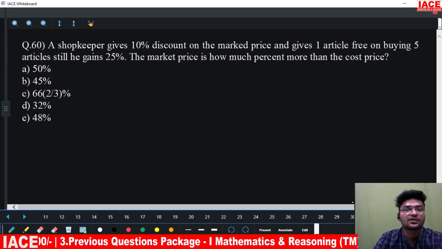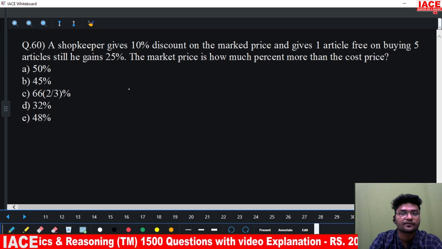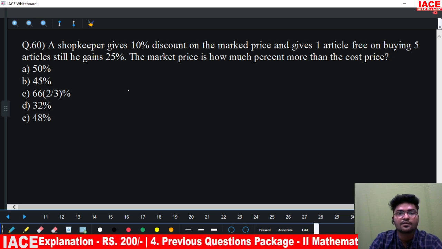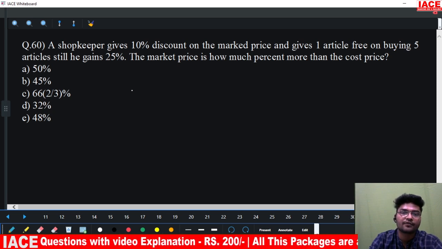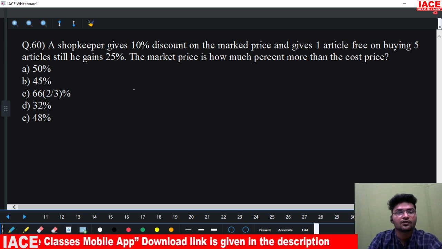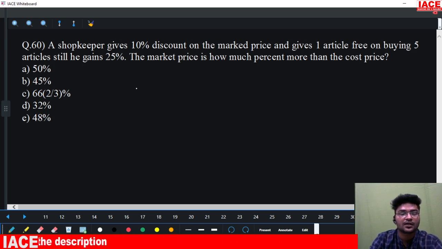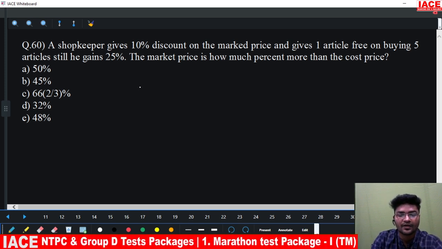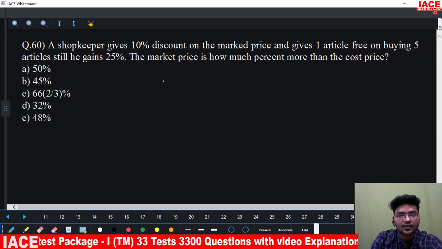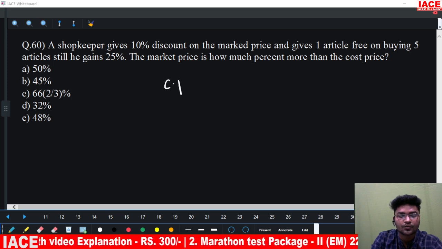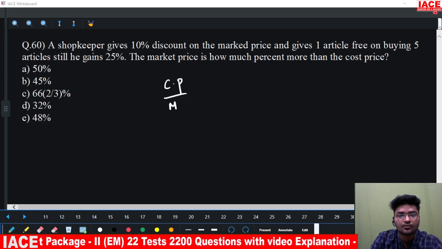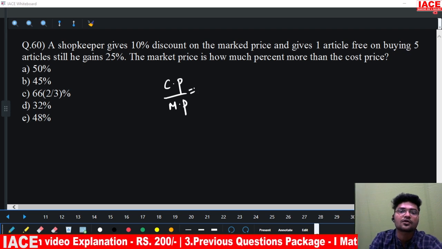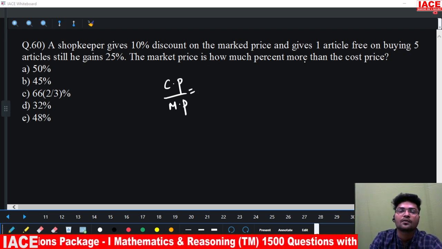Next question number 60. A shopkeeper gives 10% discount on the market price of an article and gives one article free on buying 5 articles. Still he gains 25 percent. So if I observe the cost price to market price ratio, how will I find it out? Because that is what is asked.